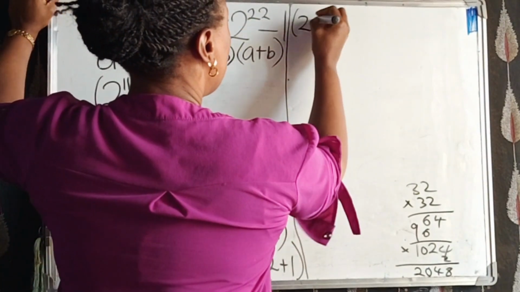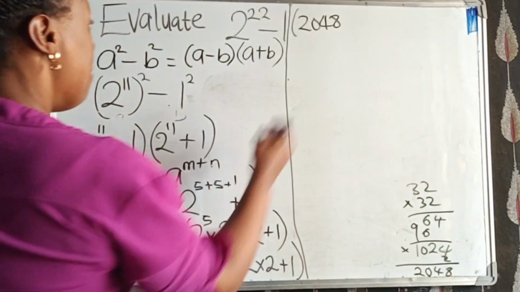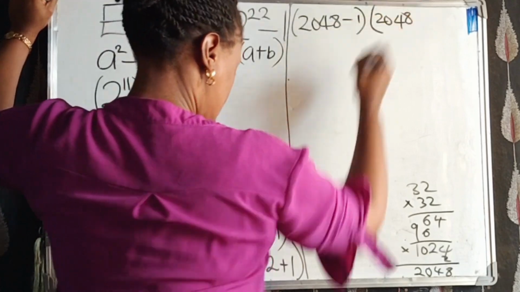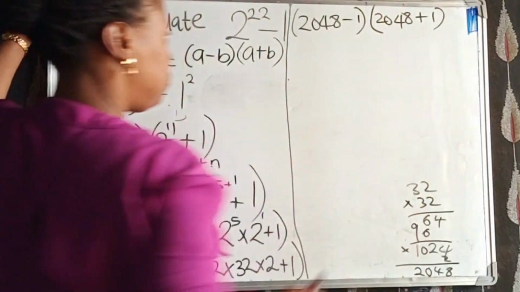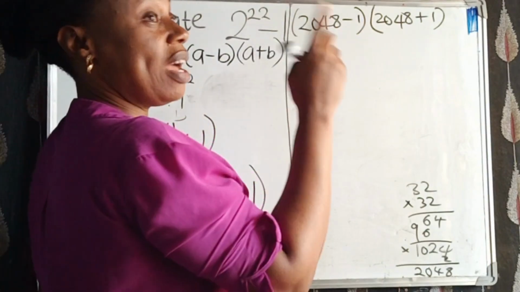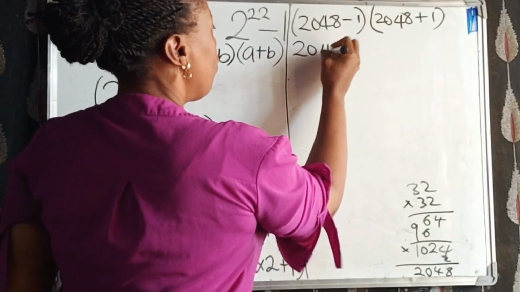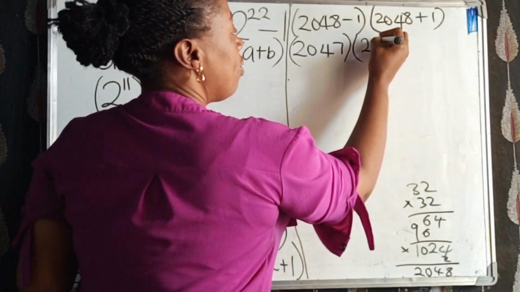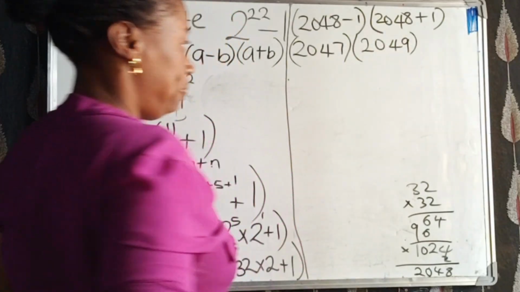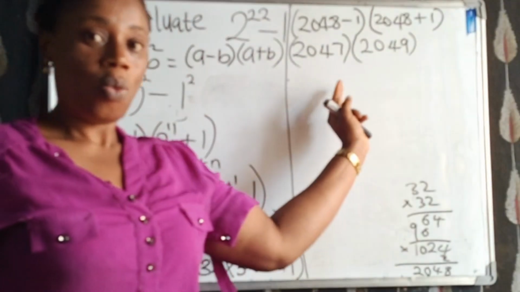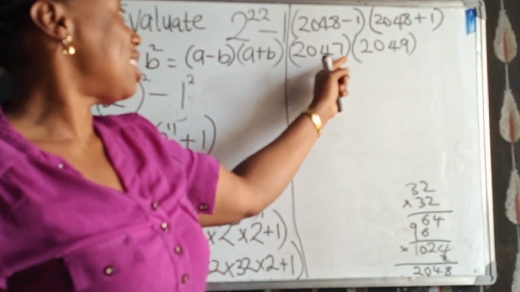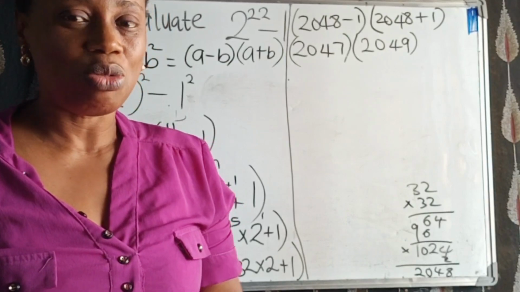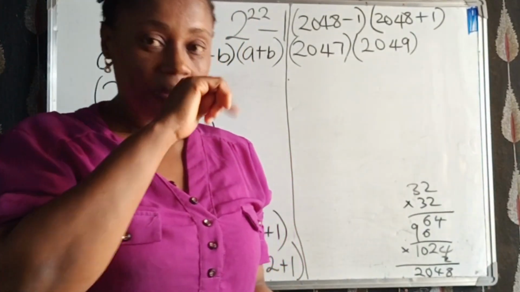So we are going to have 2048 minus 1, and the same thing here, 2048 plus 1. Now 2048 minus 1 is 2047, and 2048 plus 1 is 2049. Wow. So we are here now. We are to multiply 2047 by 2049, and we are not to use a calculator. So how are we going to do that? Just calm down and let's see.